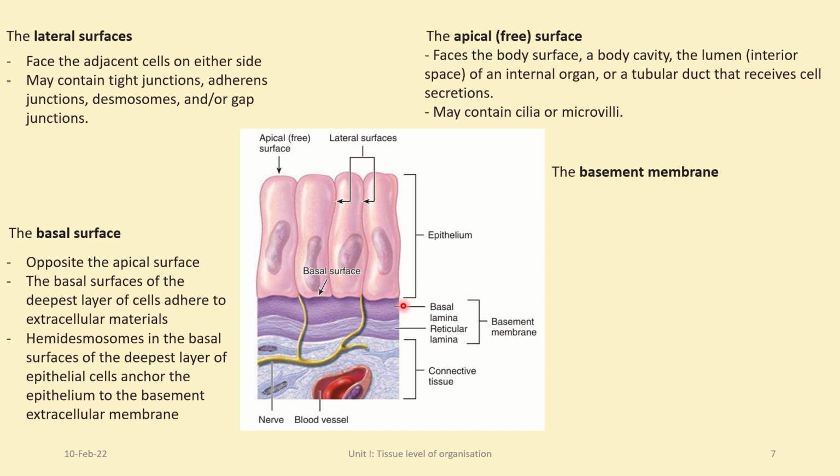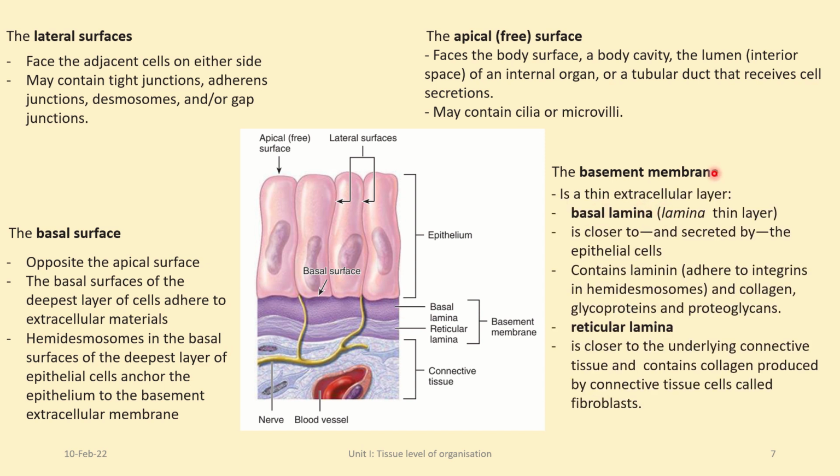As we saw, it is comprising of the basal lamina and the reticular lamina. The basal lamina, basal membrane, is basically a thin extracellular layer, wherein the basal lamina is closer to and is secreted by the epithelial cells. They contain laminin, which can adhere to integrins in hemidesmosomes. Hemidesmosomes are the junctions, integrins are the proteins. So the laminin protein can adhere or stick to integrin as well as collagen, glycoproteins and proteoglycans. All this is happening at the level of the basal lamina.